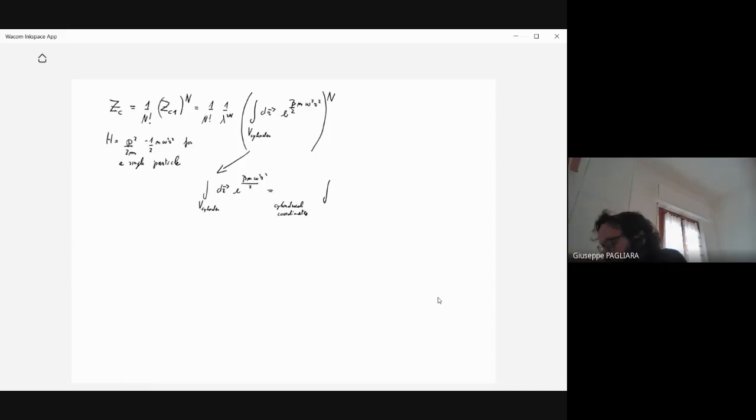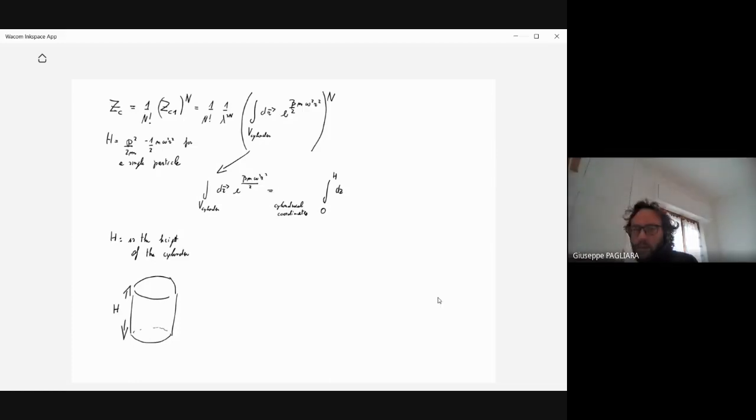This will be an integral in the z from 0 to h, where h is the height of the cylinder. Let me make this is the cylinder, and suppose that this is h. And then I have 2 pi coming from the integral over the angle, 2 pi. Then I have the integral from 0 to r, where r is the radius of the cylinder, of dr e to the beta m omega squared r squared divided by 2, and then I have a Jacobian, which is r.